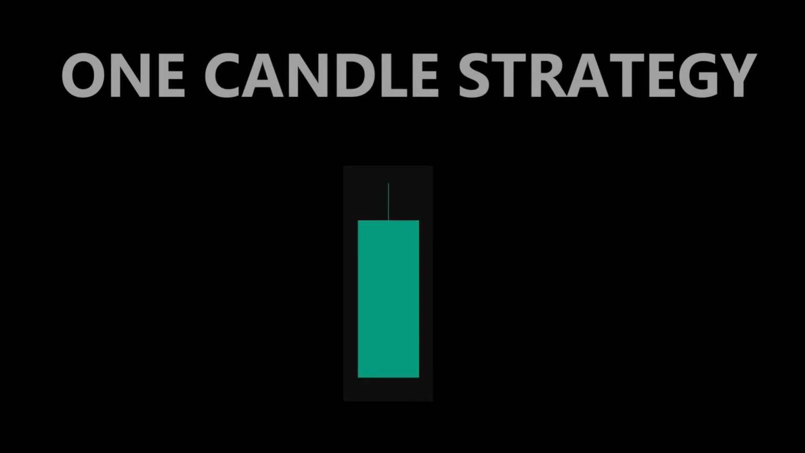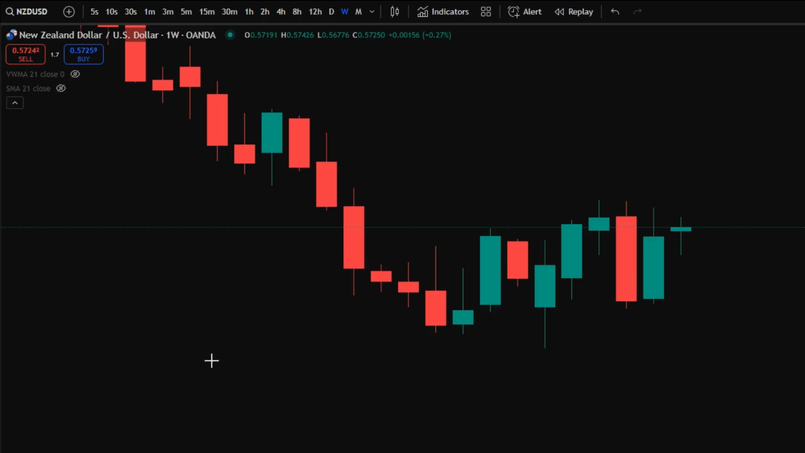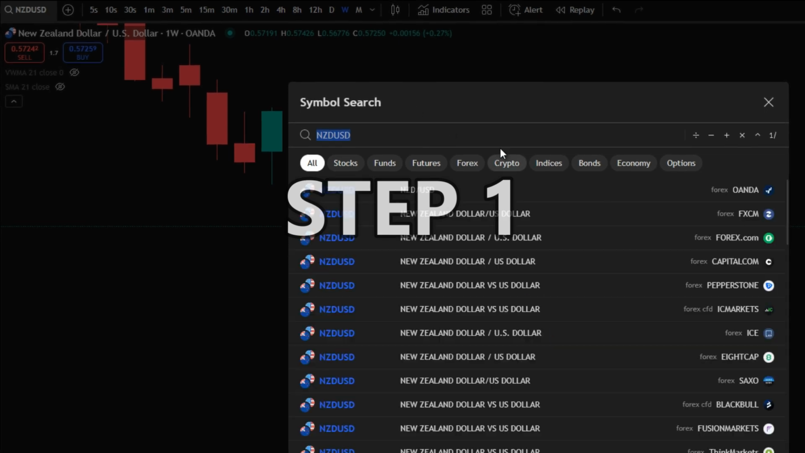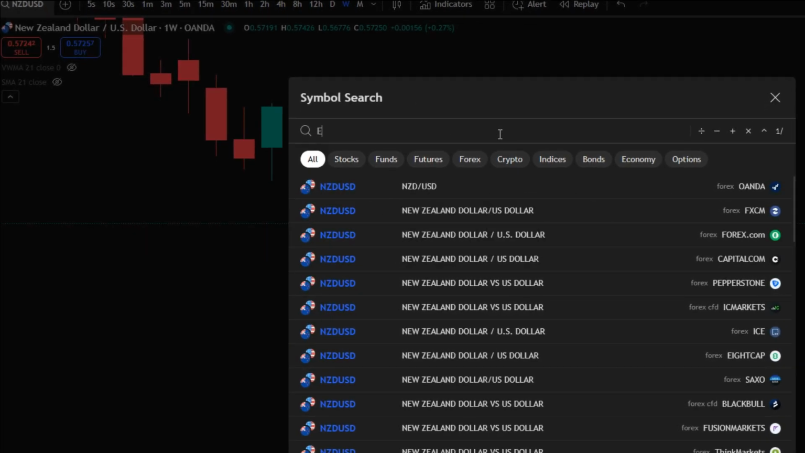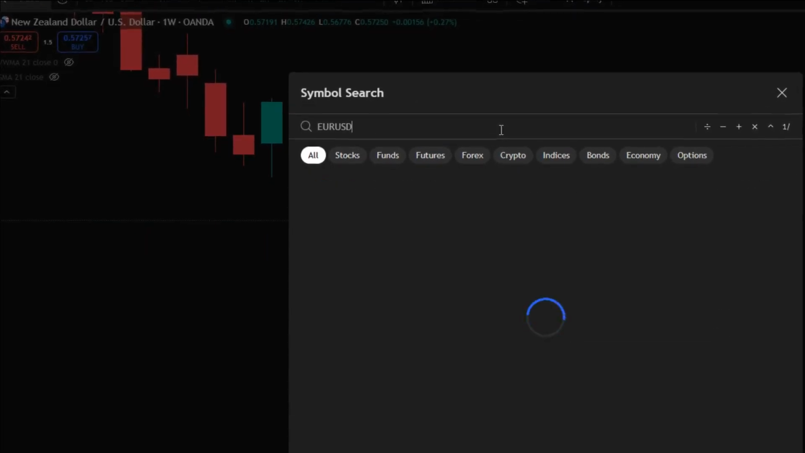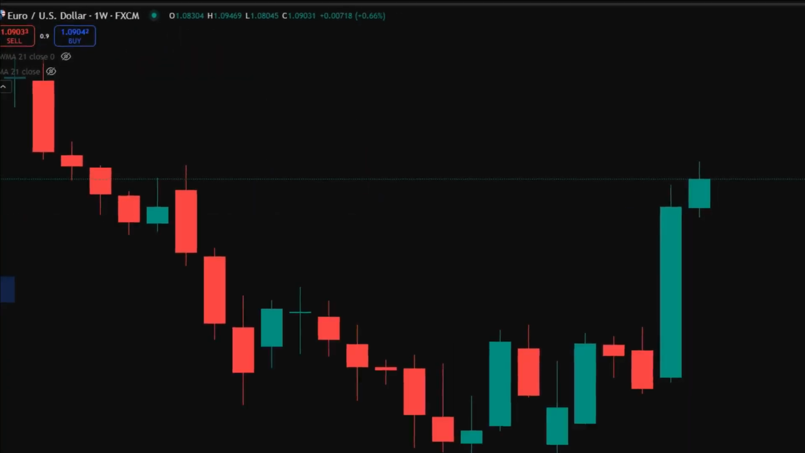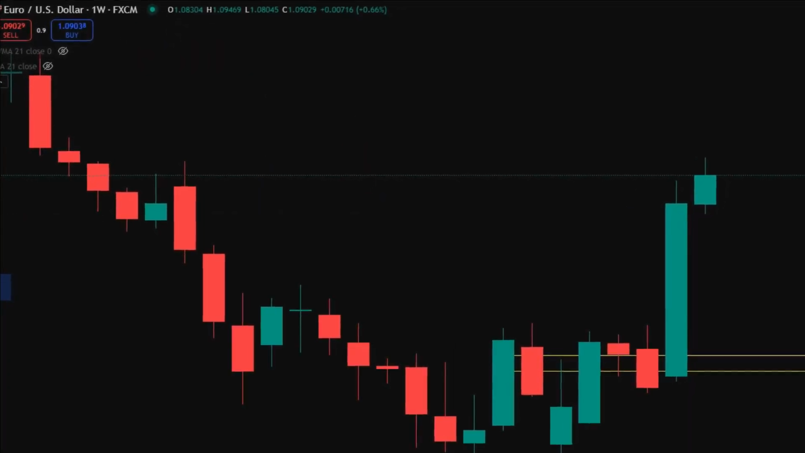If you want to win trades, just follow this simple one candle strategy. Step 1. Pick a pair with clear candles, meaning it should be producing engulfing candles with decent body size. Additionally, the pair should not be range bound.